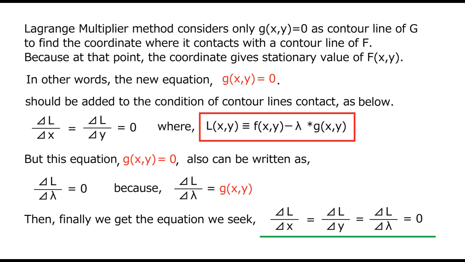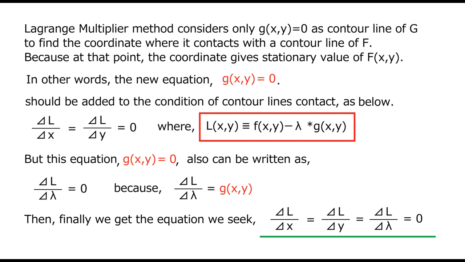In brief, the Lagrange multiplier method resembles very much the problem to find a point where contour lines of the mountain f and g contact each other. The difference is that only one contour line, g(x,y) equals 0, is in question for surface G in considering the Lagrange multiplier method.